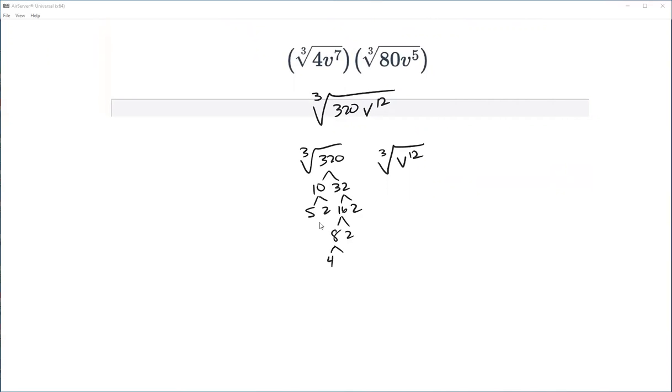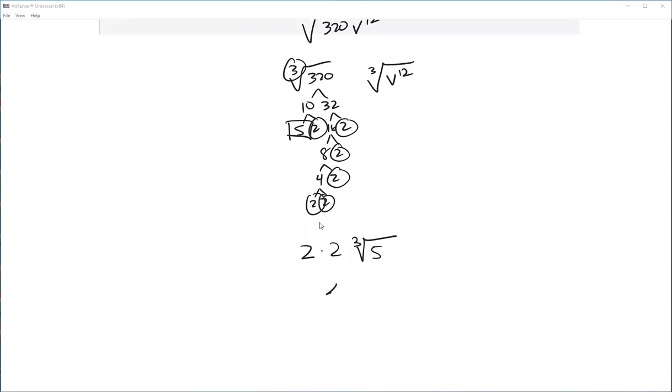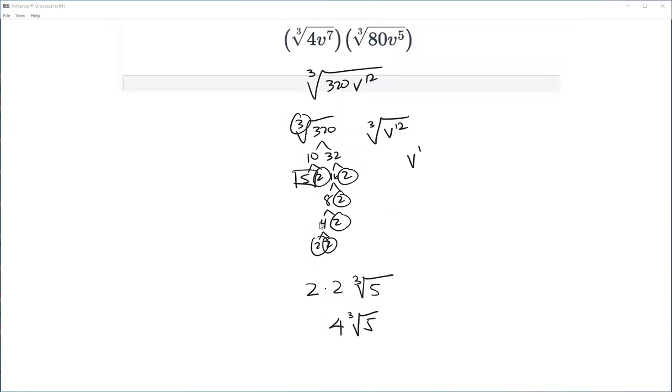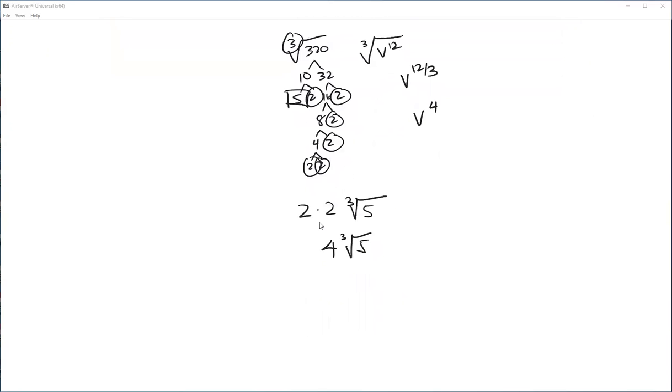So remember, you have to get triples on this because this is a cube root. So there's 1, 2, 3. That's 1, 2. 1, 2, 3. That's another 2. And then the 5 is what's left over. Okay, so this is equal to 4 cube root 5. And then here is simply just 12 divided by 3, which is v to the 4th power. You combine this and this, the final answer is 4v^4 cube root 5.